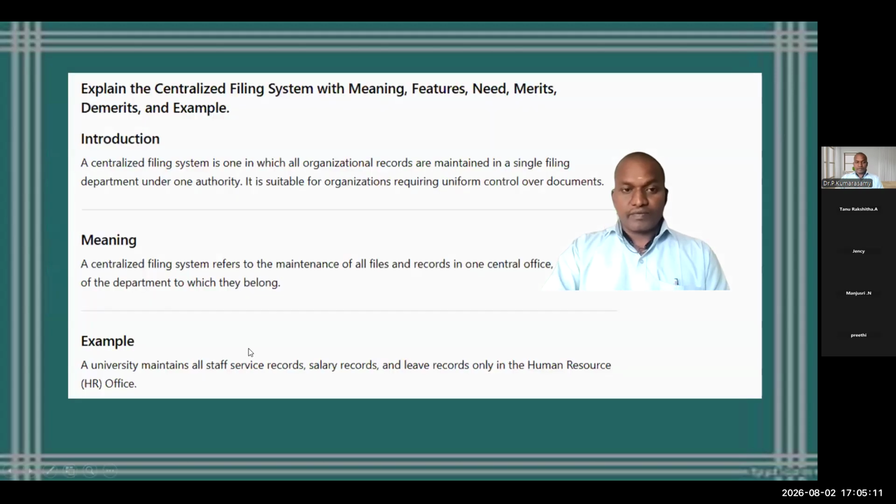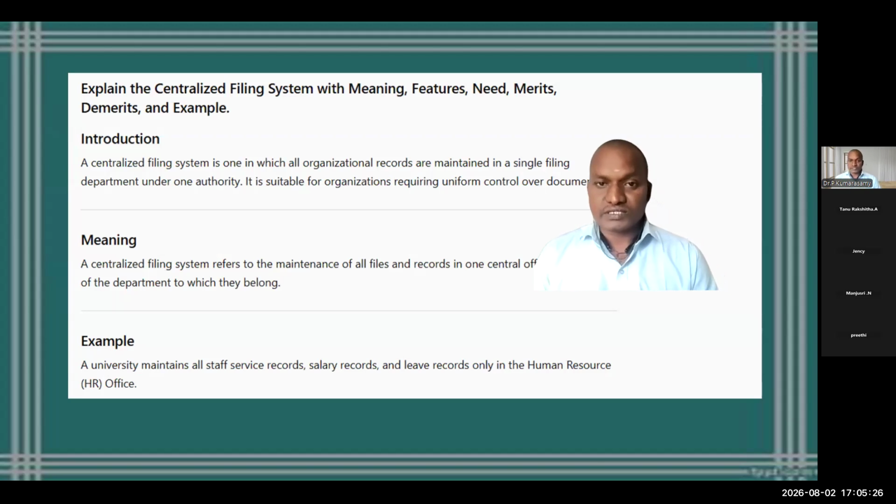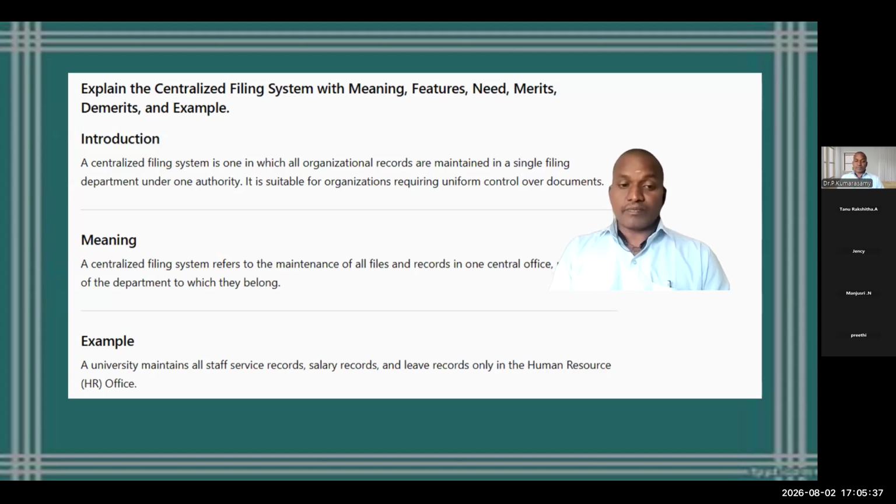Here, meaning of centralization: a centralized filing system refers to the maintenance of all files and records in one central office, regardless of the department to which they belong. Right? HR department related files are not maintained in the HR department, they are maintained in the head office. Production department files are not maintained in the production department. The files are maintained in the head office only. So the records and documents of different departments are maintained in the head office in one place. That is called a centralized filing system.